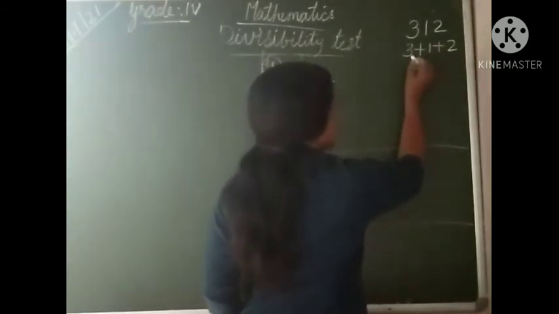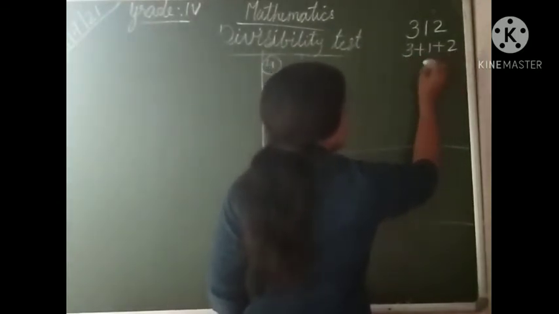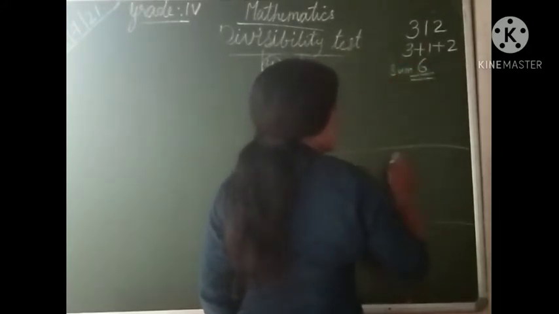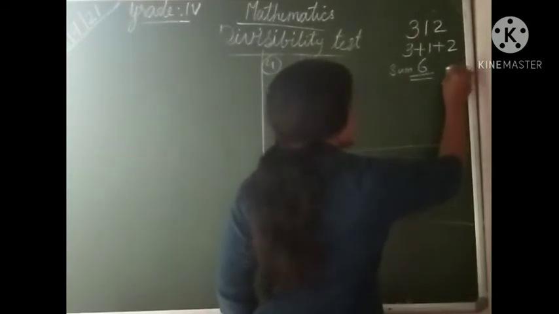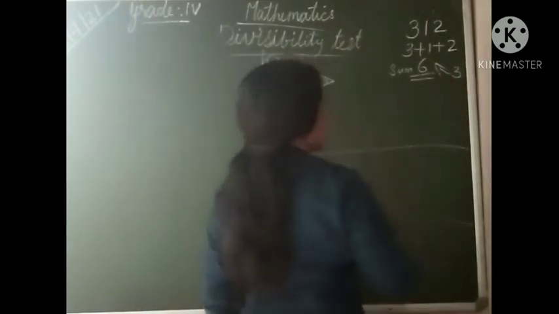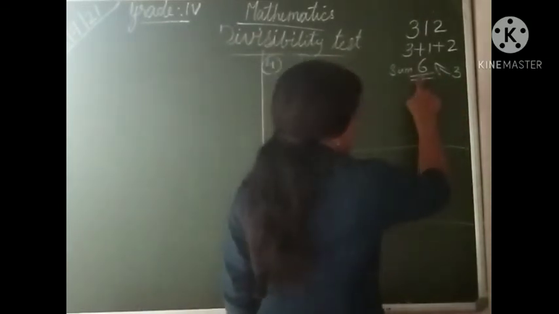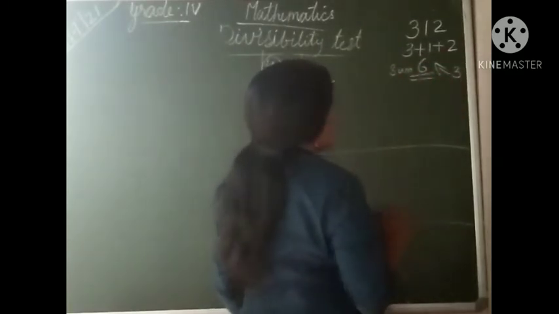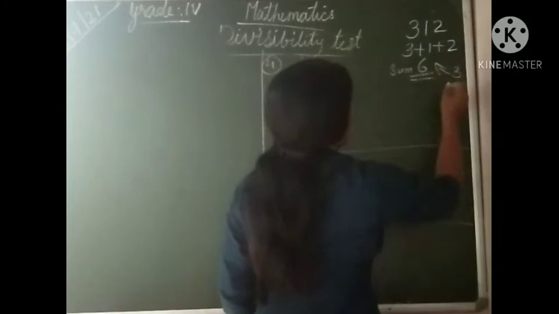Therefore we can add the digits. 3 plus 1 is 4, 4 plus 2 is 6. Now we get the sum as a small number, 6. Then you can check, does 6 come in the table of 3? Yes, 3 2s are 6. If this sum is in the table of 3, we can say that number is divisible by 3.